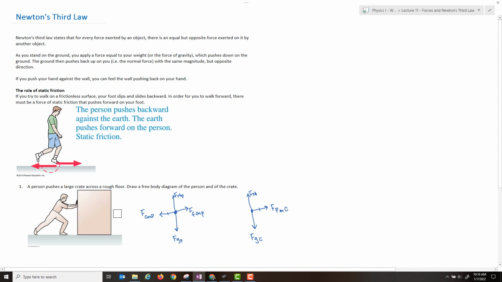All right, so if the person is actually accelerating forward, then we would know that the magnitude of the force of the floor on the person, so this vector here that's pointing forward, would have to be bigger than the force of the crate on the person. So this vector, the force of the crate on the person, then would have to be a bit smaller than the other one. So it'd be smaller than the force of the floor on the person, which propels it forward. Okay?